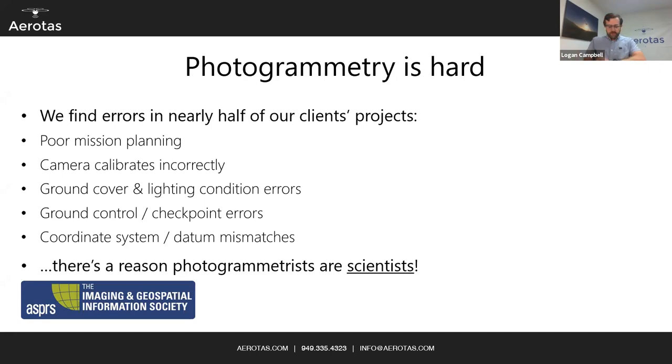And ultimately, like I said, I've already been talking about this for an hour and a half now. Photogrammetry is just hard. We find errors in nearly half of our clients' projects, and from all sorts of different things. Some are just poor mission planning, but some are our software. Some are the camera calibrating incorrectly. Some are the lighting conditions changed and it created a dual surface. Sometimes it's ground control errors or checkpoint errors. Sometimes it's rolling shutter errors or coordinate system and data mismatches. And that's the reason that photogrammetrists are called scientists.